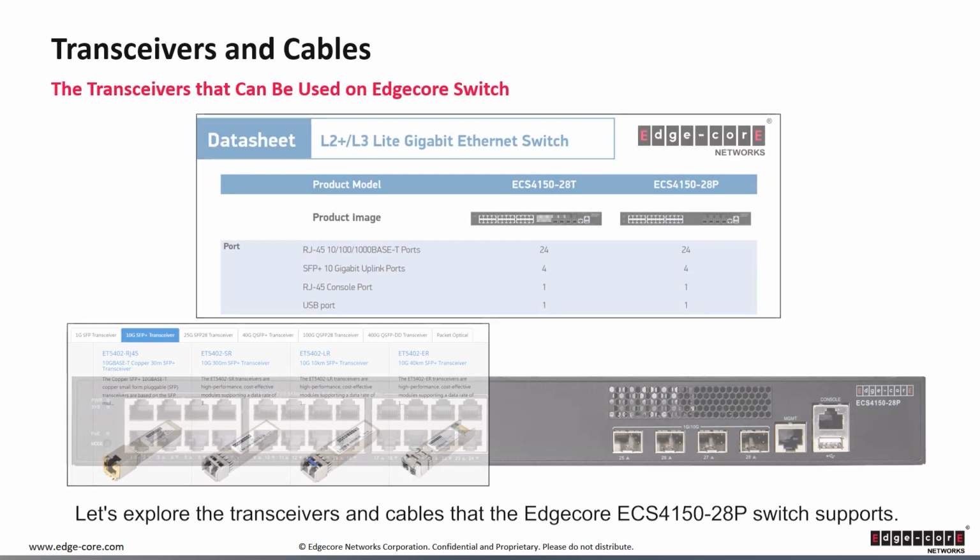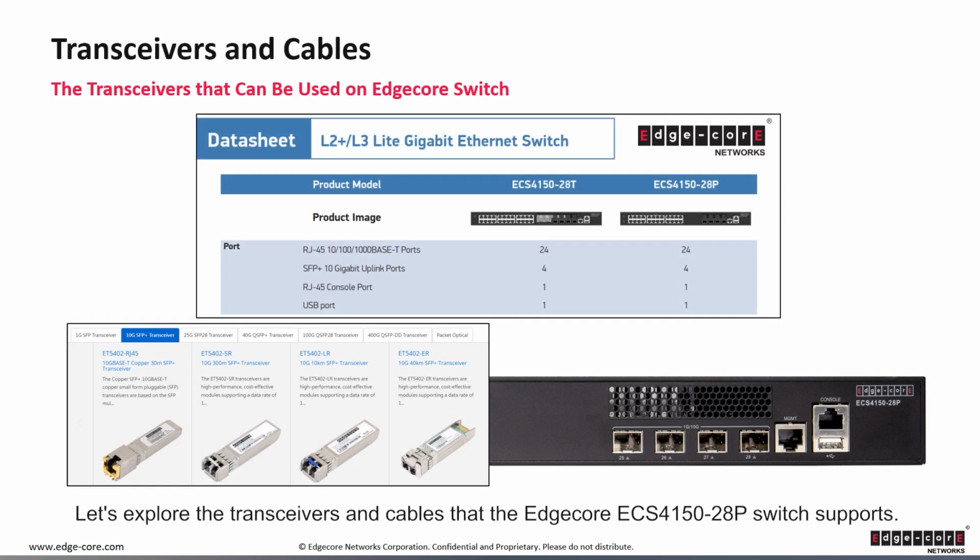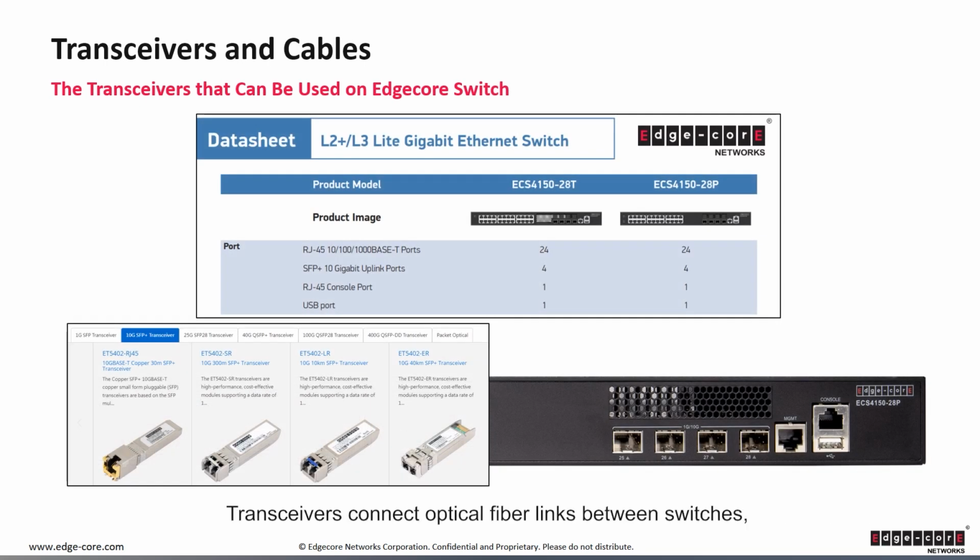Let's explore the transceivers and cables that the Edgecore ECS4150-28P switch supports. Transceivers connect optical fiber links between switches, enabling high-speed data transmission. Different types of transceivers support varying transmission distances and data rates, catering to a wide range of networking needs. Furthermore, the switch supports various types of network cables, including Ethernet cables and optical fiber cables. These cables can be selected based on specific requirements and network topologies, ensuring reliability and performance.